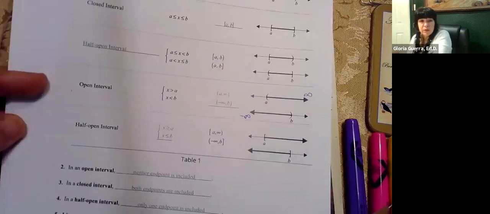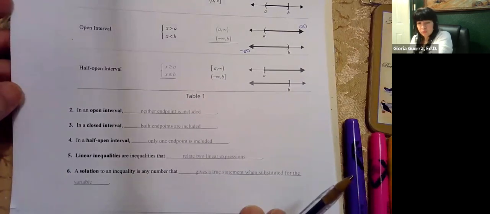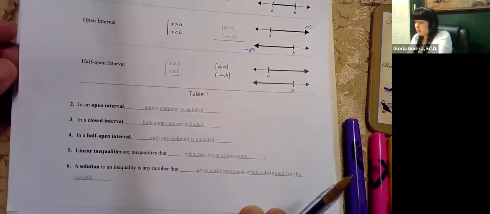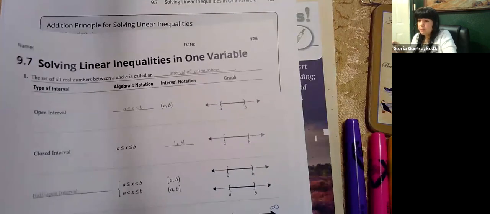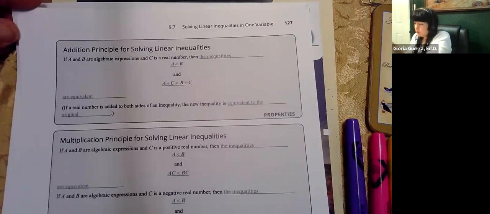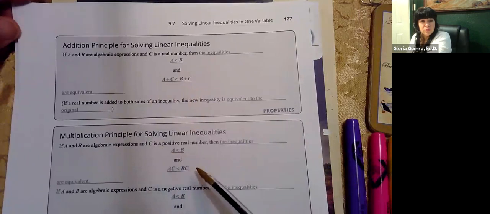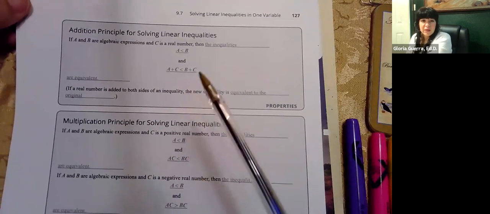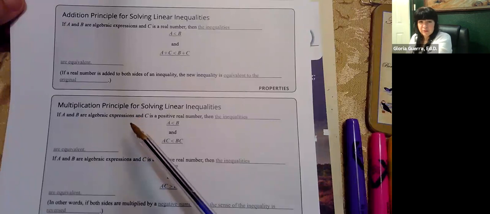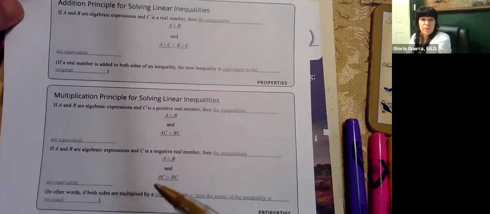There's some other information at the bottom that you can pause the video to read, but I'm going to go ahead and start working some exercises. You'll go through the learn on this page to familiarize yourself. I'm also going to let you go through the learn on page 127 as far as the addition principle and the multiplication principle go. You're already familiar with adding opposites to move terms, and when we multiply, it's because we have a fraction coefficient and we want to multiply by its reciprocal.